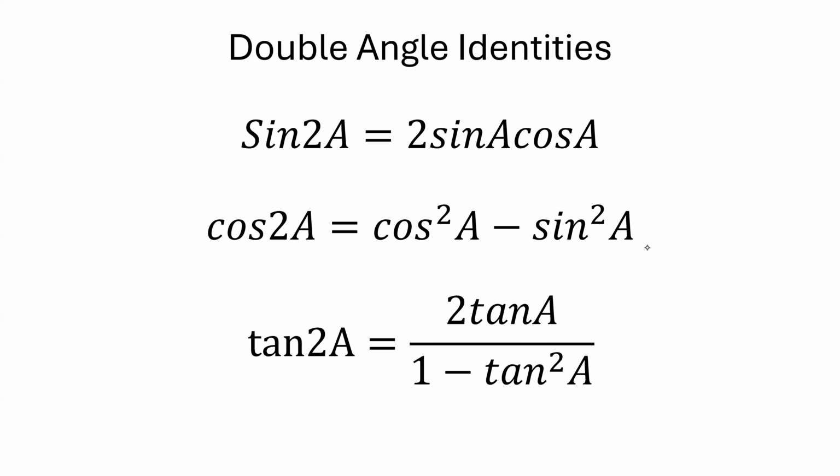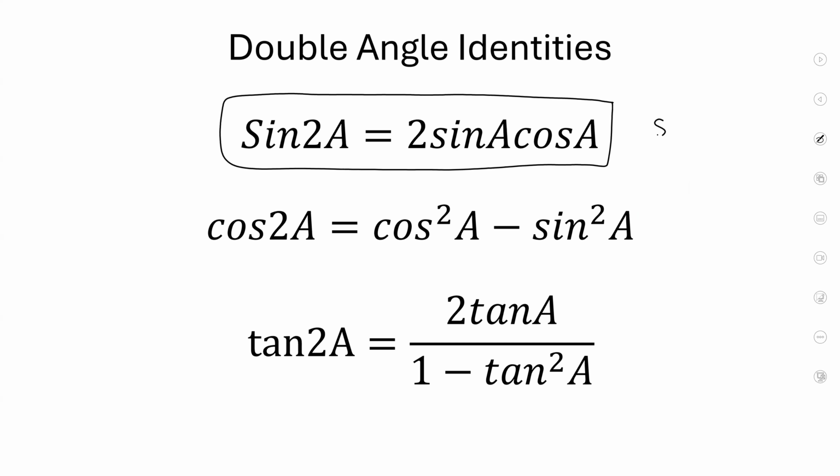Double angle identities. Here are the 3 identities that you need to know. So let's go ahead and apply them. I'm going to use this first one to figure out what sine of 60 degrees is.